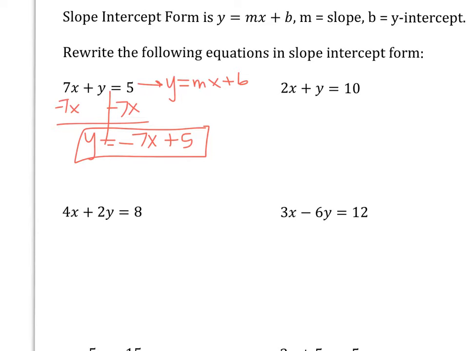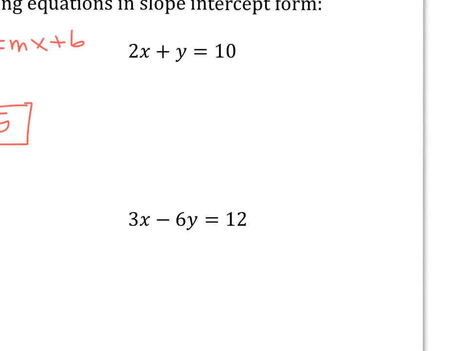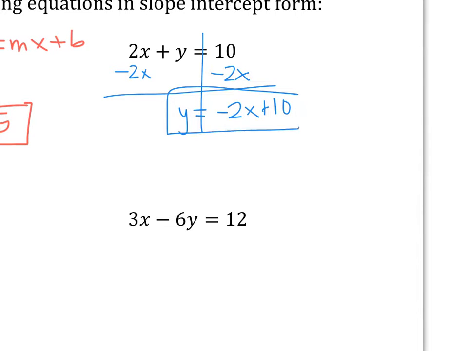So for this next example, 2x plus y equals 10. Again, we want to solve for y because we want to get this to y equals mx plus b form. So I'll subtract 2x to the other side. So y equals negative 2x plus 10, and that would be the slope-intercept form of that equation. All right, let's continue on.